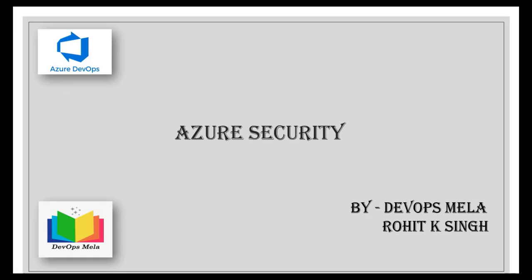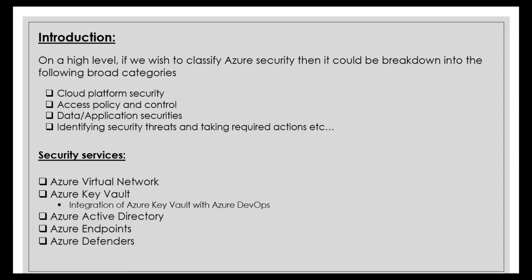Let's start with the introduction and see what exactly we're going to do in this complete series. If I want to define Azure Security on a high level, it can be broadly classified into these categories: cloud platform security, where you will have VM security, database security and many things. Then we'll have access policy and control, data and application security, and identifying security threats and taking required action. So basically it's just a few pointers on Azure Security.